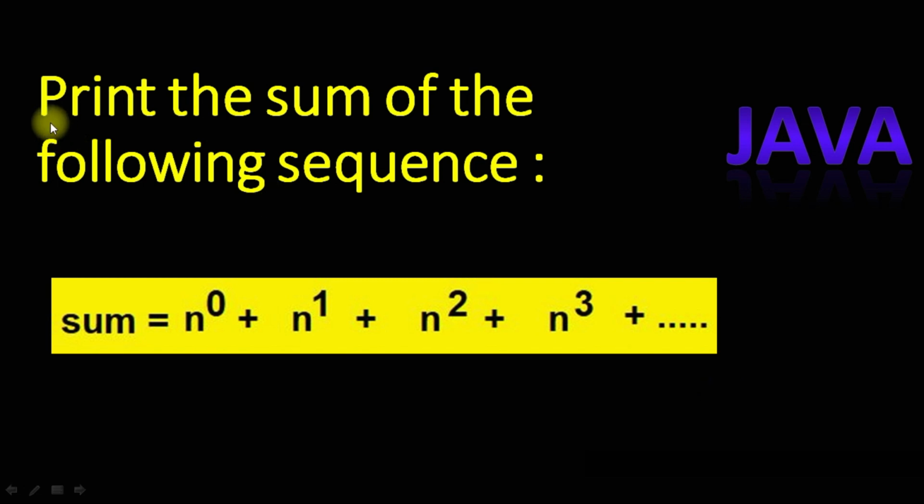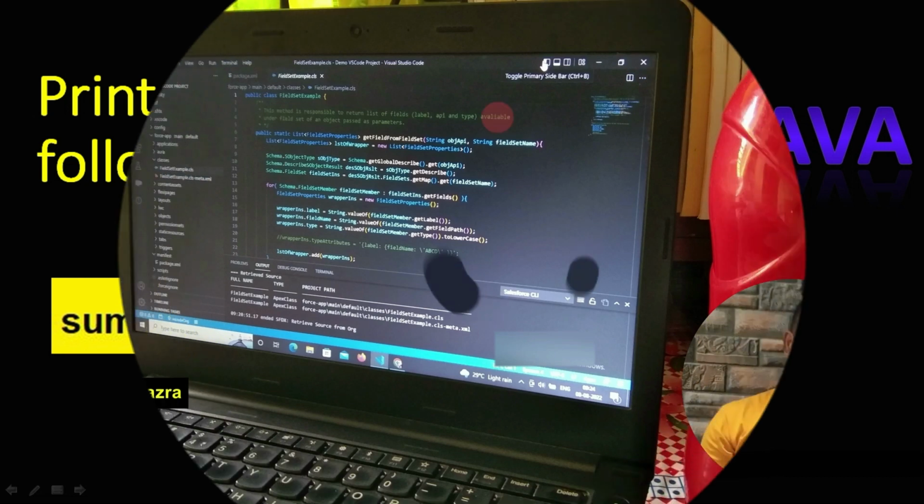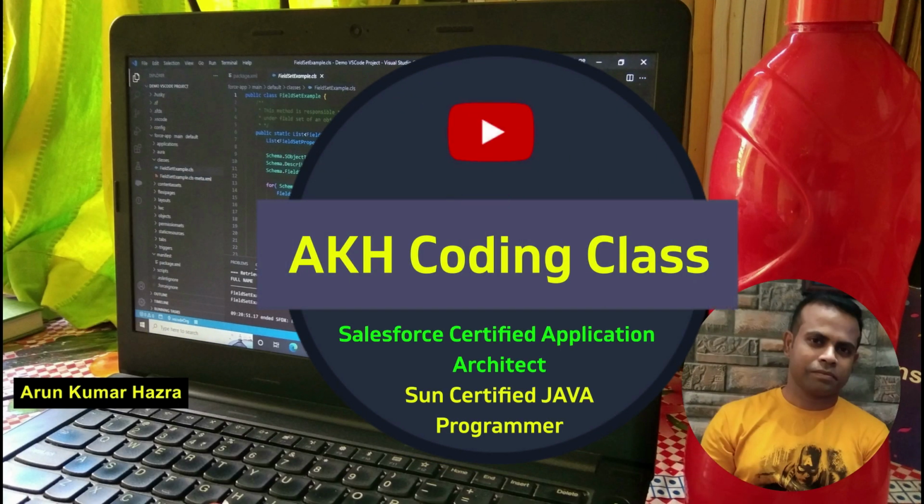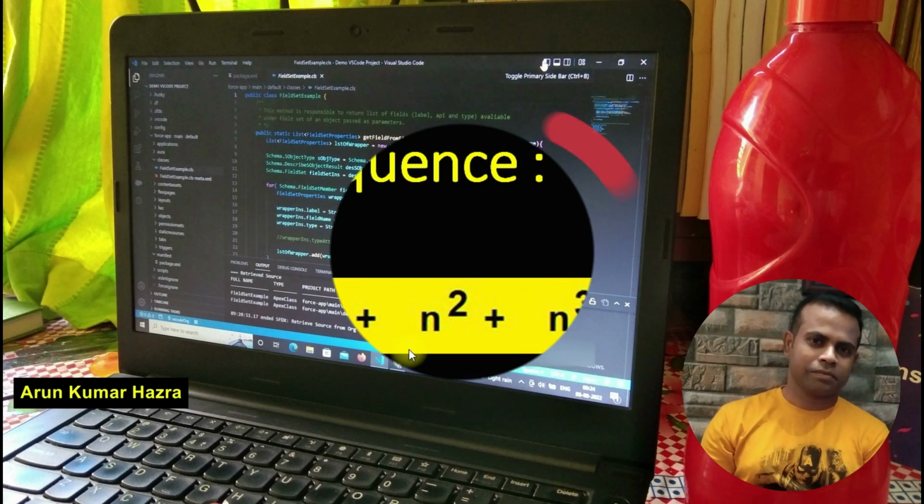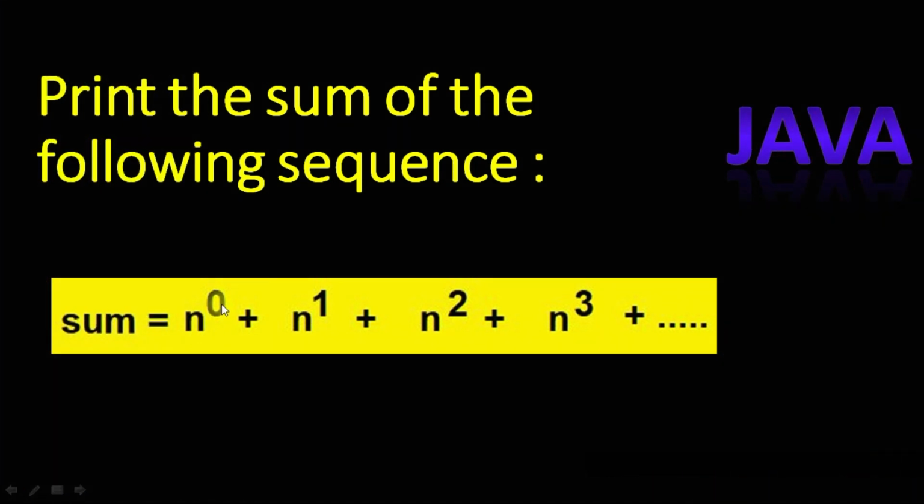Today our problem statement is that we have to print the sum of the following series. Series means this one. So you can see here n to the power 0, then plus n to the power 1, then plus n to the power 2, plus n to the power 3, plus dot dot dot. So if we receive the value of n, and if we understand how many times we have to add this, then we can easily calculate that using some loop.